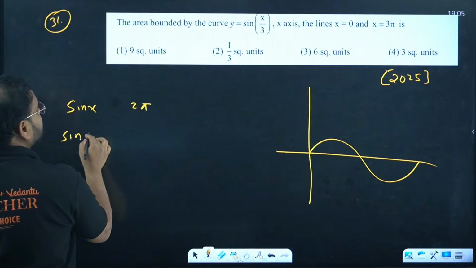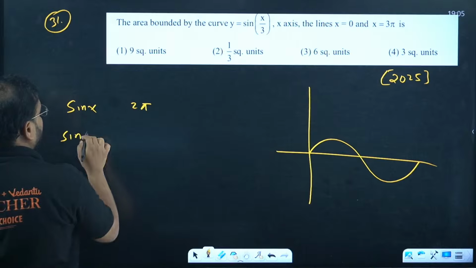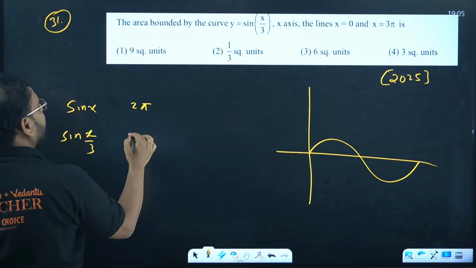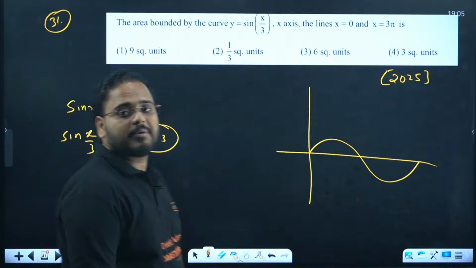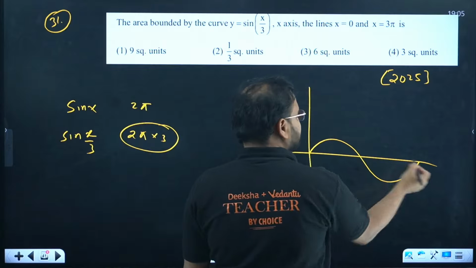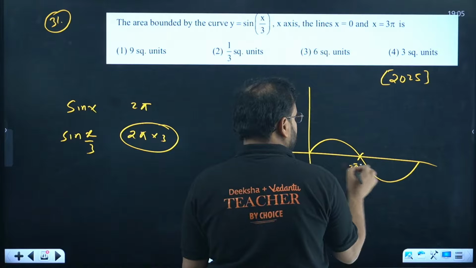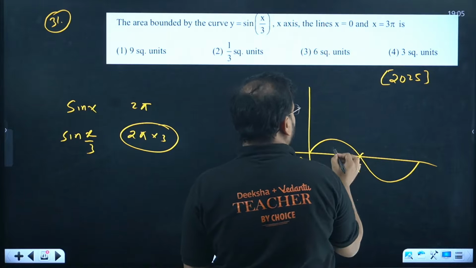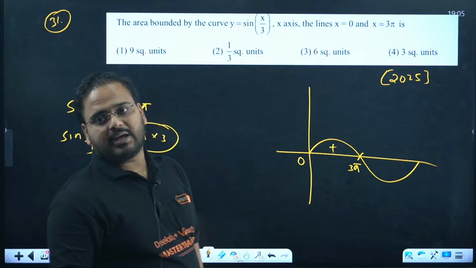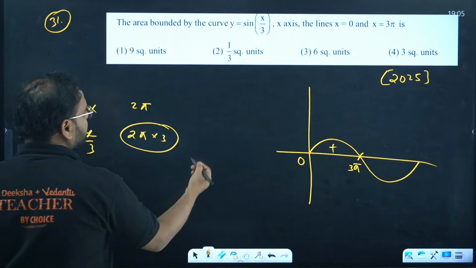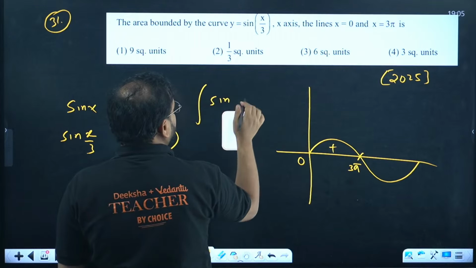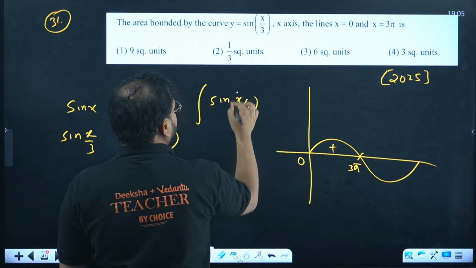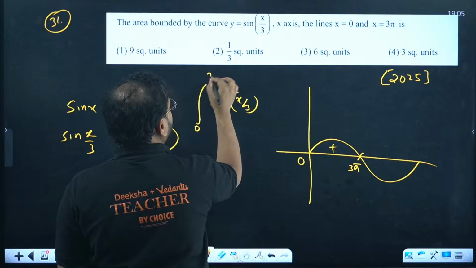But for sin x by 3, the domain will become 2 pi into 3, which is 6 pi. So this is 6 pi, this is 3 pi. In the interval 0 to 3 pi, this is going to be positive only. We don't have to break this. Then what we can do is integrate sin x by 3 from 0 to 3 pi.